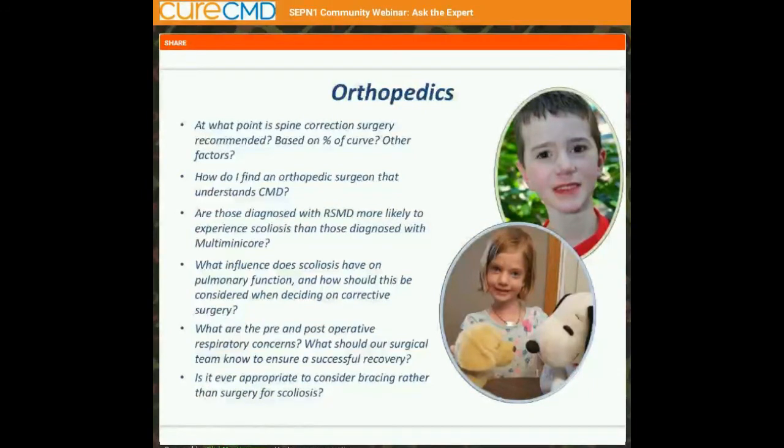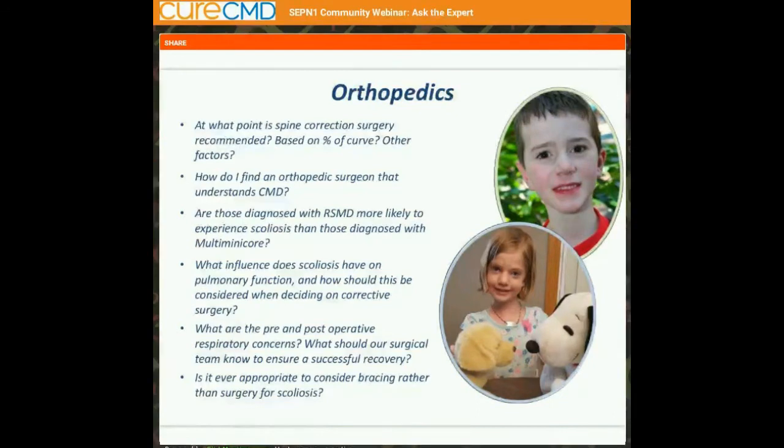I would say one of the criteria is the percentage of curve, definitely. But one of the particularities of scoliosis in SEPN1-related myopathy is that the dorsal spine, that is the part of the spine between the shoulder blades, tends to be lordotic, that is, tends to push forward and reduce the diameter of the thorax, and therefore the space that the lungs have to develop, to grow, and to breathe. So this is one important consideration.